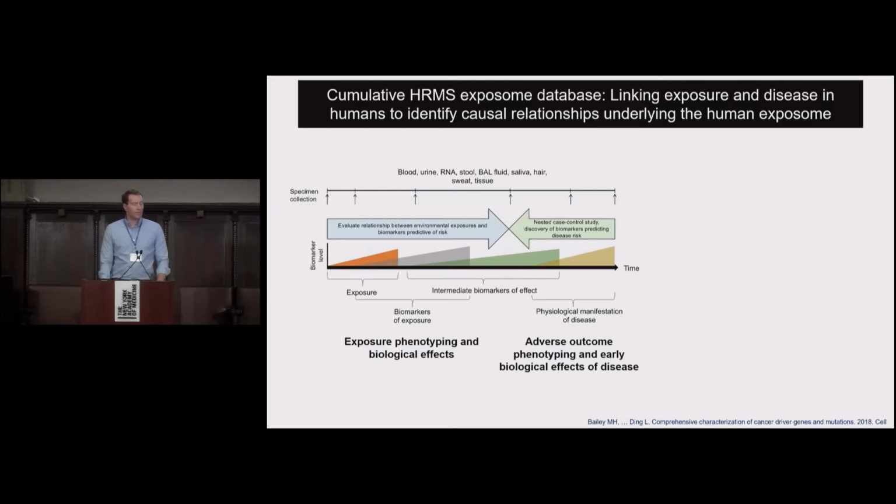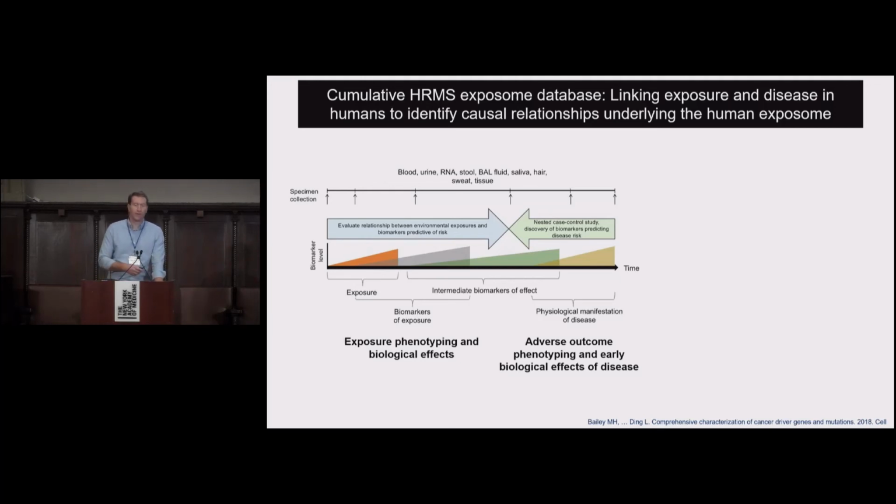So I think we are in a place where we can now start developing cumulative high-resolution mass spectrometry exposome databases that allow us to link exposure and disease in humans. This concept of the exposome map or exposome atlas should be our overarching goal and what we're aiming for.